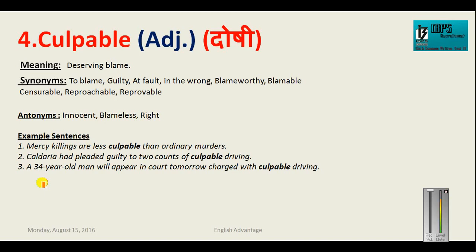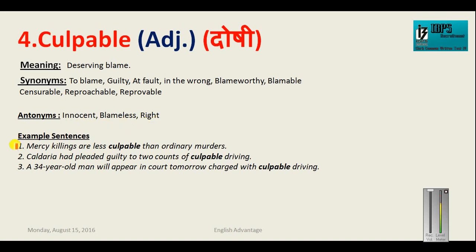If somebody is culpable, he is blamable, or you can say he is deserving blame. To blame, guilty, at fault, in the wrong. Blamable, blameworthy, or censurable. Censor means to criticize someone. This is also a very common word: censurable, reproachable, reprovable. So many words I have included just to strengthen your preparation before the exam. Now the antonyms for this word are innocent, blameless and right.